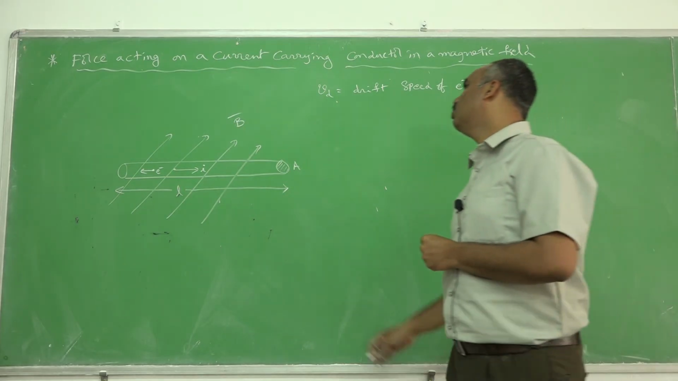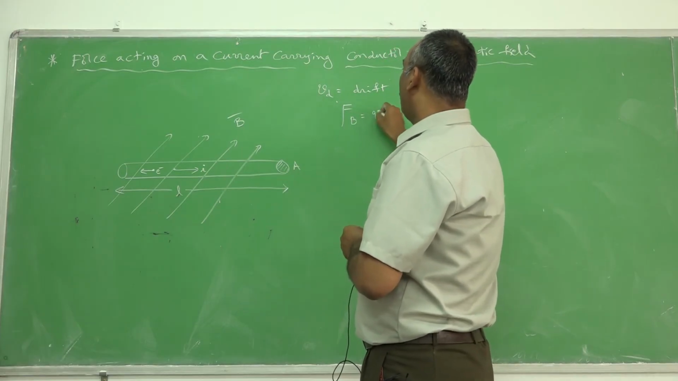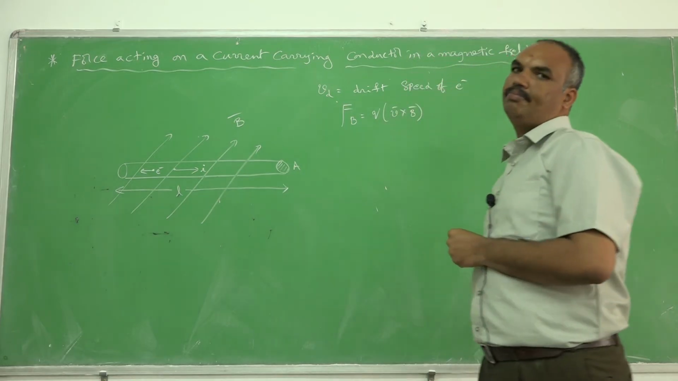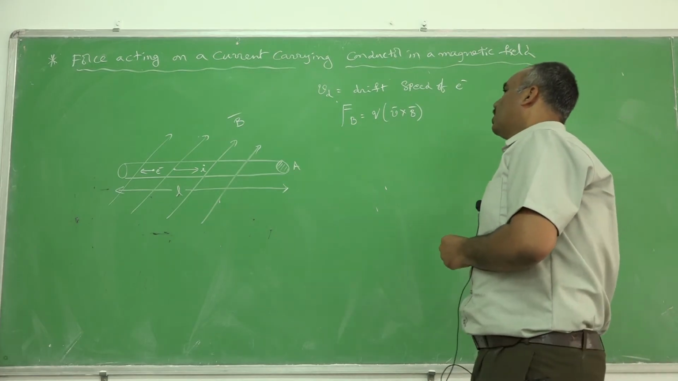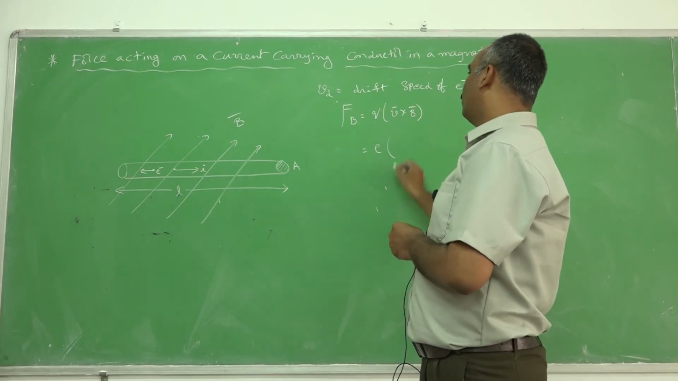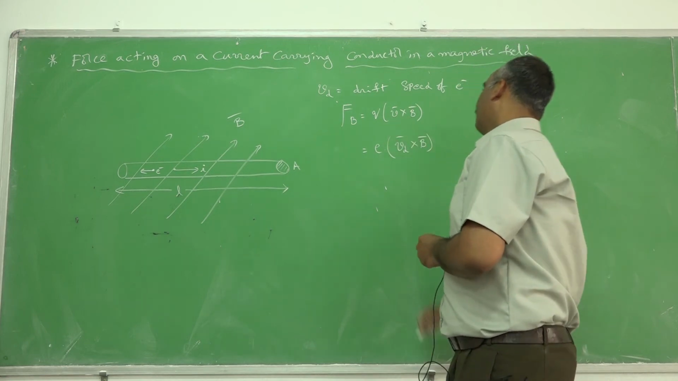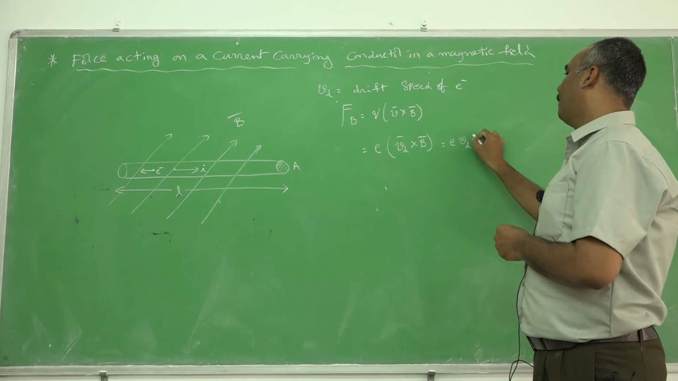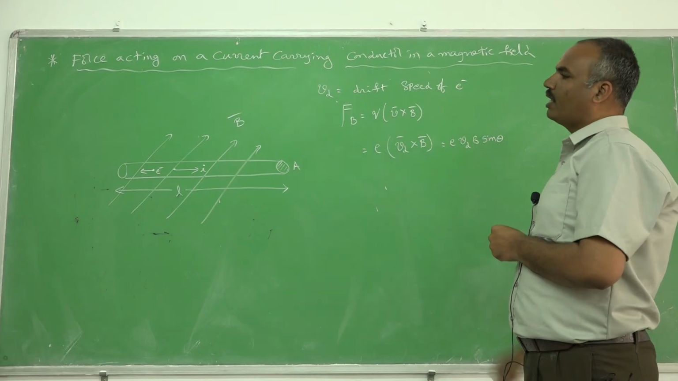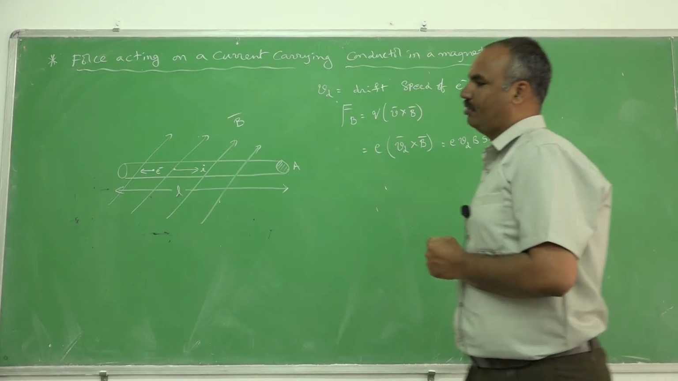As you know, force due to magnetic field Fb is given by Q into V bar cross B bar. Here, the charge of electron is e. Electron is moving with a speed Vd, and the strength of magnetic field is B bar. That is e Vd B sin theta. Theta is the angle between velocity vector and magnetic field vector.